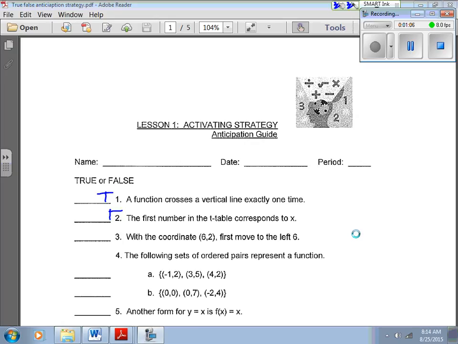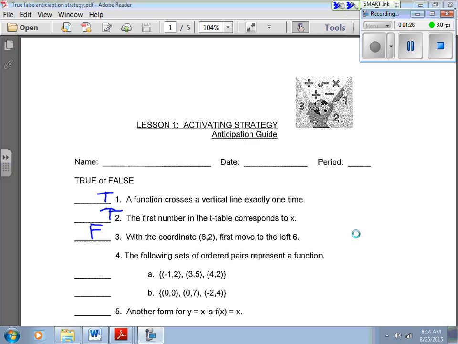The problem number 3, with the coordinate 6, 2. First move to the right 6. First number tells you to move left or right. It's positive, so move right. Second number tells you to go up or down.